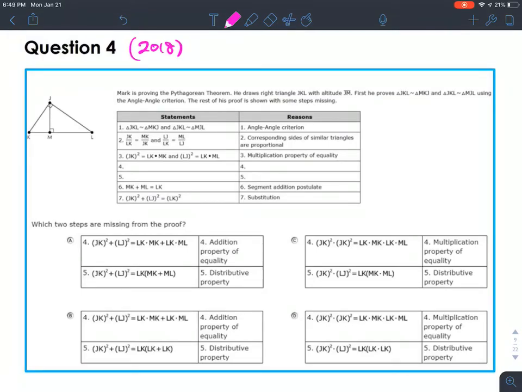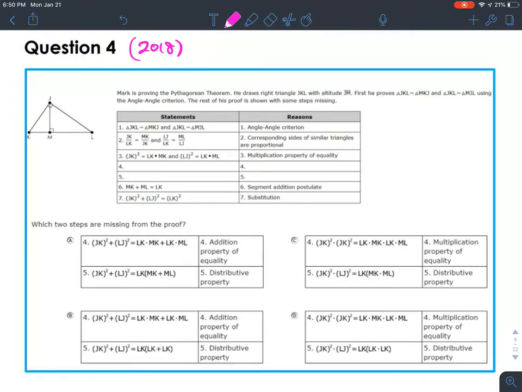Question 4. This one is not very easy. Mark is proving the Pythagorean theorem. He draws the right triangle XKL, that's this fella right here, with the altitude segment JM, that's this here. And an altitude goes from a vertex to the opposite side, forming a perpendicular.